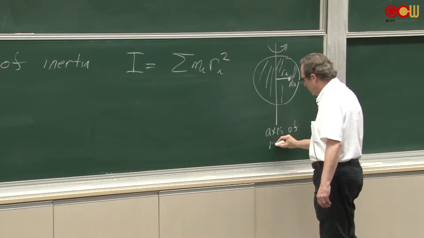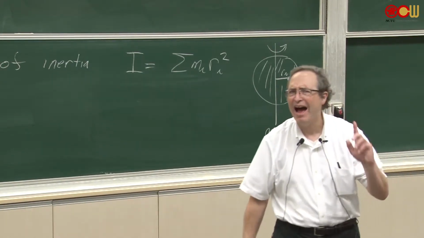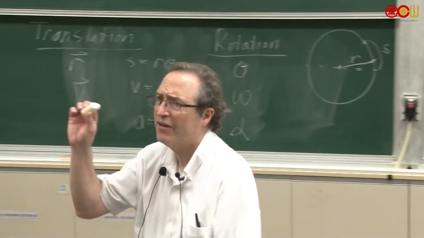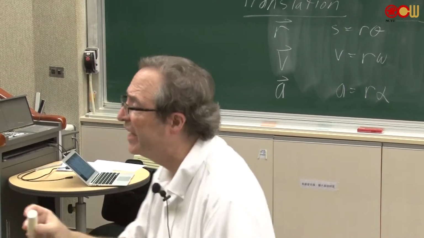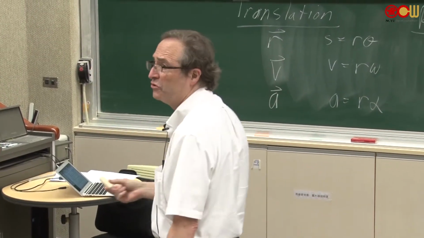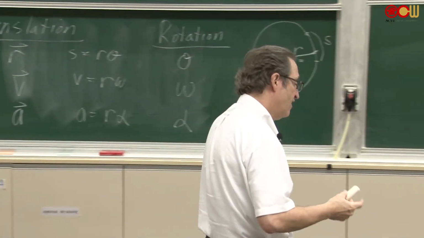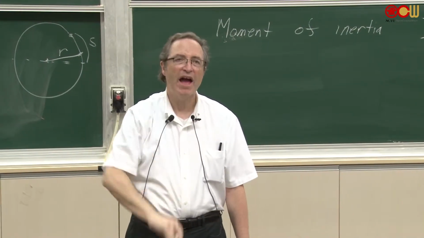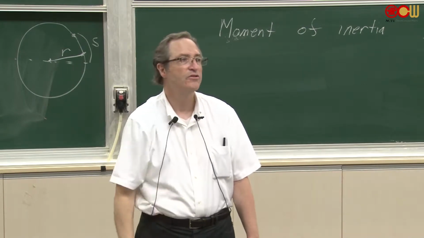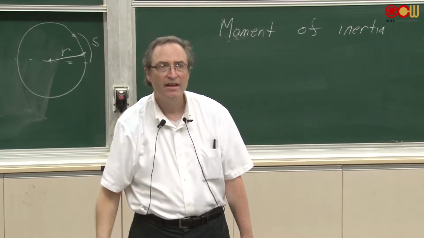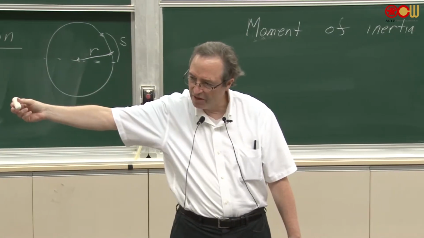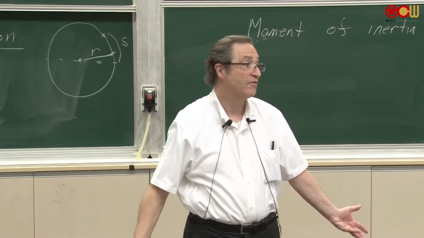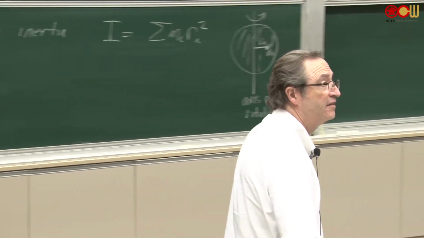So one of the odd things about the moment of inertia: it is a property of an object, but it depends on which axis you choose. The moment of inertia about an axis going through my head down through my toes is different than the moment of inertia about an axis going this way. And you have to work it out in different cases.